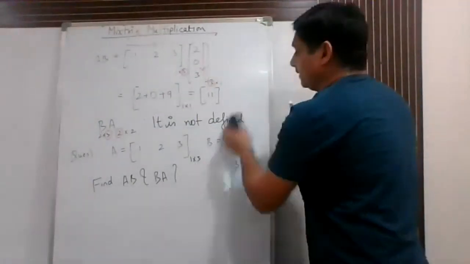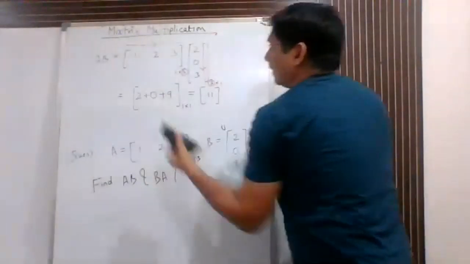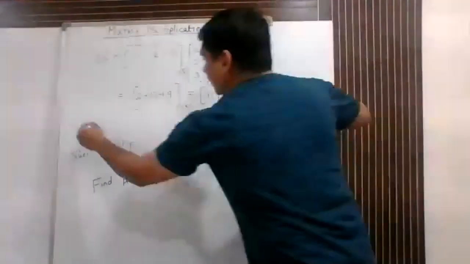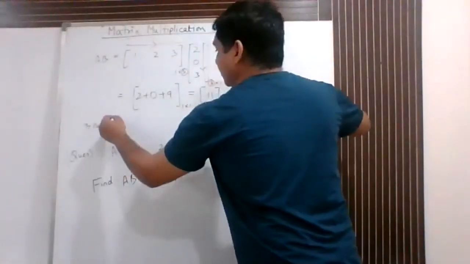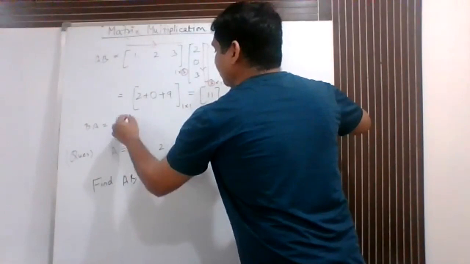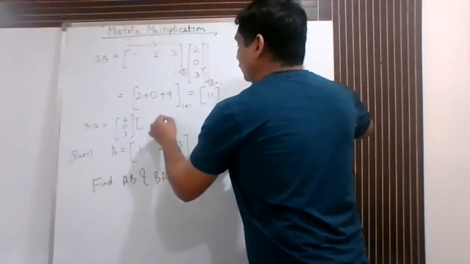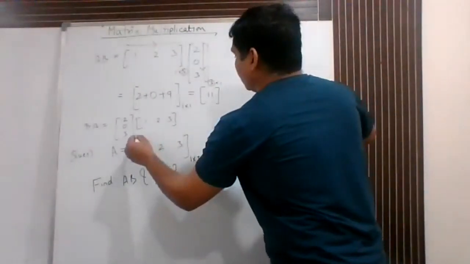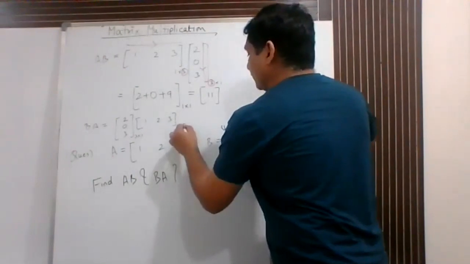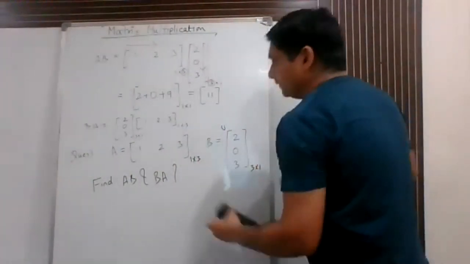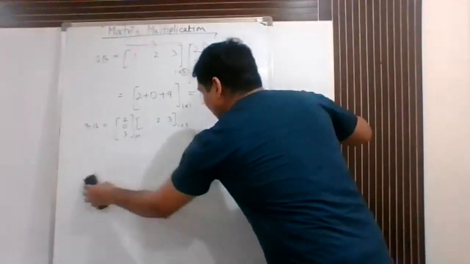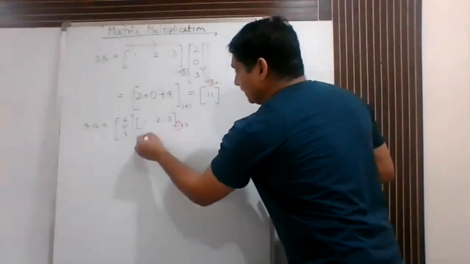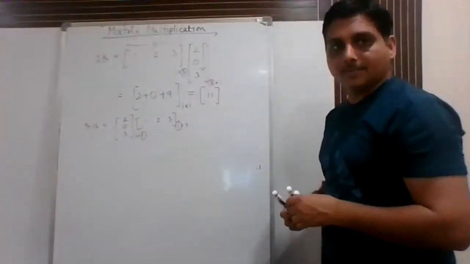So this is how we can find A into B. Now similarly, we want to find B into A. So first you will write this B and then you will write A. So B is given as 2, 0, 3. A is given as 1, 2, 3. Now here, if you write the orders, then its order is 3 cross 1, its order is 1 cross 3. Now here you can observe that we can perform multiplication. Why we can perform? Because these two numbers are same. So we can perform multiplication here.